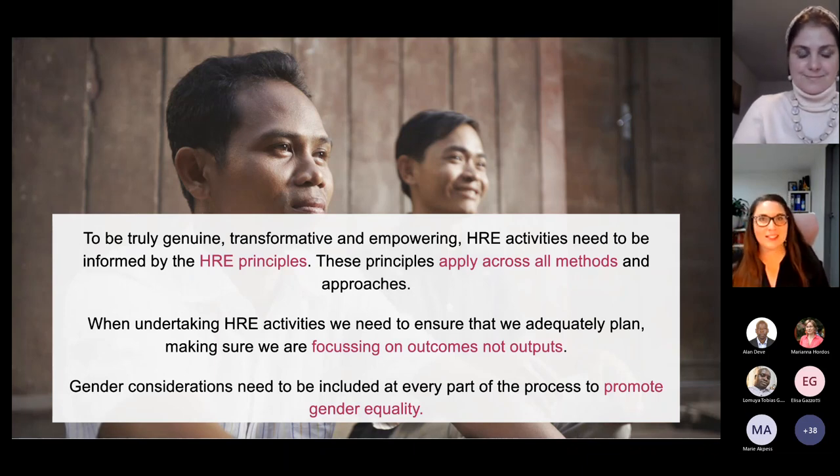Focusing on outcomes, what's the change you want to see, as opposed to what you've done, say a training activity, is very, very important to really contributing at a higher level to human rights impact. And last but not least, gender considerations need to be included at every part of the process to try and promote gender equality in what you're doing.